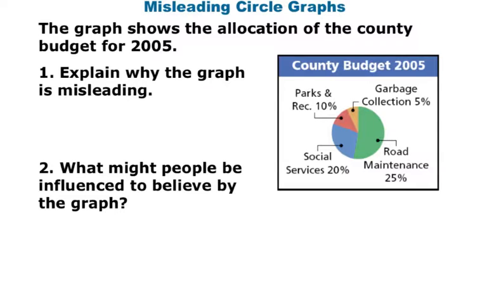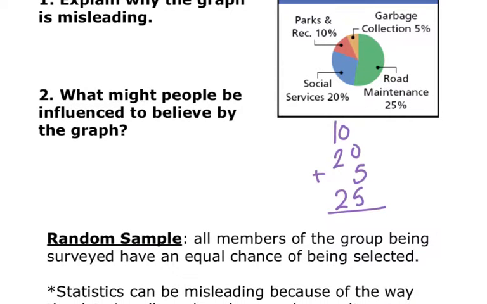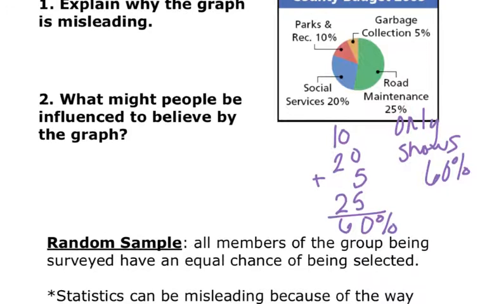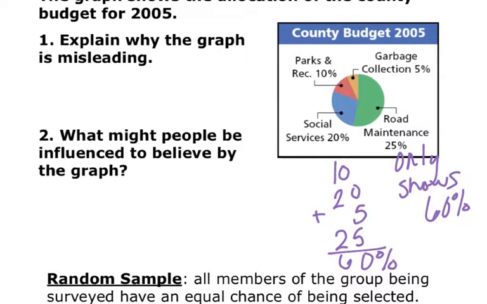So, if we take a look at this county budget, notice that we have 10% in Parks and Rec, 20% in social services, 5% in garbage collection, and 25% in road maintenance. And so if we add all of those up together, we're going to get 60%. So this only shows 60% of the budget. So what 40% of the budget are they hiding? Perhaps it's salaries. Okay. So explain why the graph is misleading.